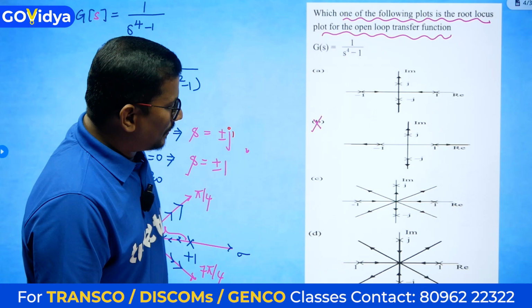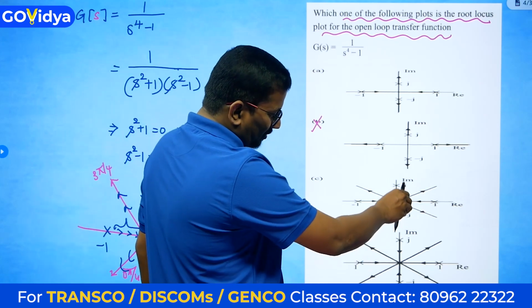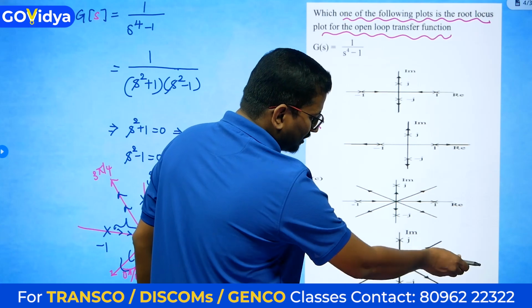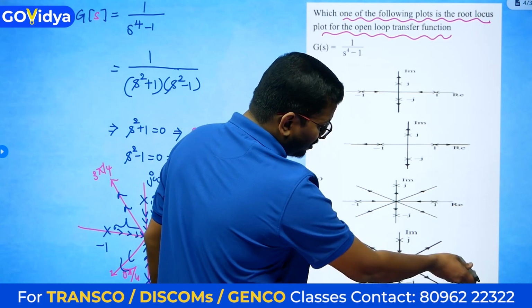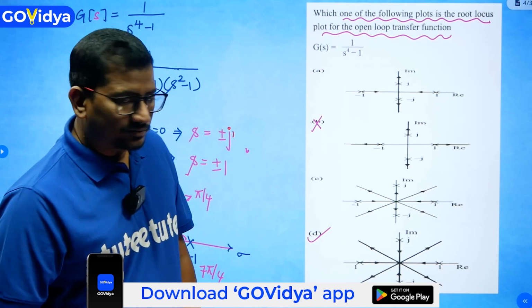Therefore, which option is correct? Option D. See here, poles are coming like this on this root locus region and they are moving away in this particular angle of asymptotes. Therefore, option D is correct.